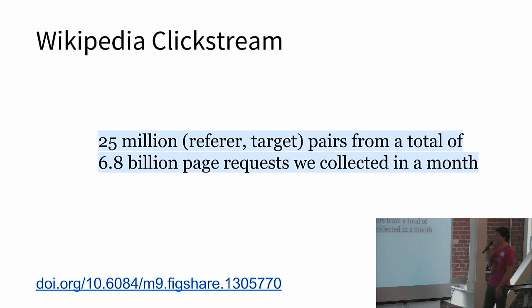This data tells us a lot about how readers consume Wikipedia content. And one of the datasets that we released is a Clickstream dataset. This Clickstream dataset contains 25 million referrer target pairs that tell you basically what people click on when they visit Wikipedia. And this is extracted from about 7 billion page requests we collected in a given month.